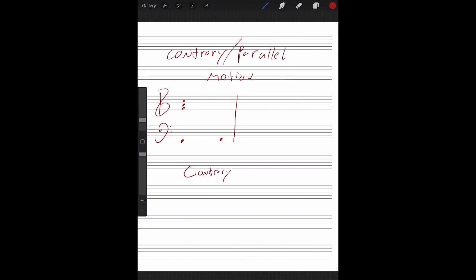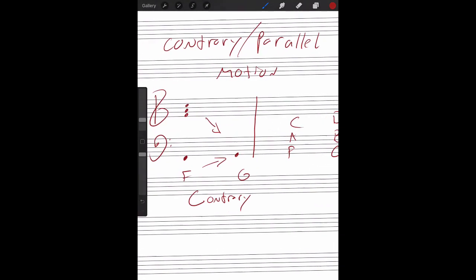So we have an F triad going to a G triad. We need an F, A, C, but those do not fit within our G, B, D. The bass is moving up, and we're going to do this in contrary motion, so the top is going to move down. Now find the nearest voice. I'll zoom in here.